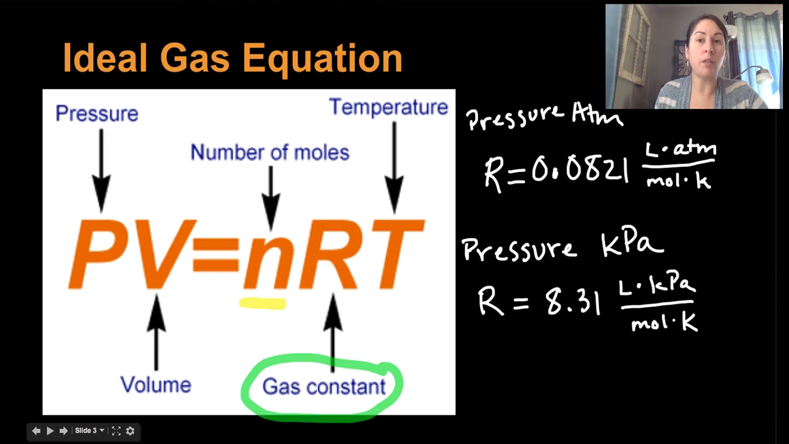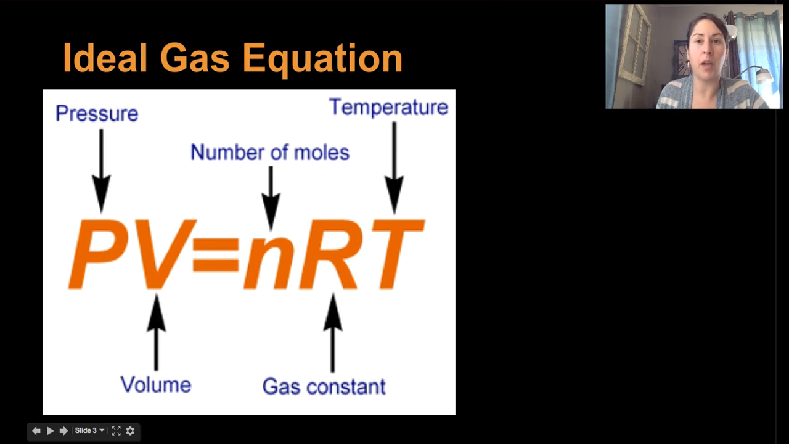What we want to be able to do is apply these in order to be able to solve some problems. And we can actually solve for pressure, volume, moles, or temperature, knowing that R is always a constant. We always know that it's going to be one of these two numbers. We just have to determine what our pressure value would be. Okay? If you're given pressure, you would just use one of those to find the R value.